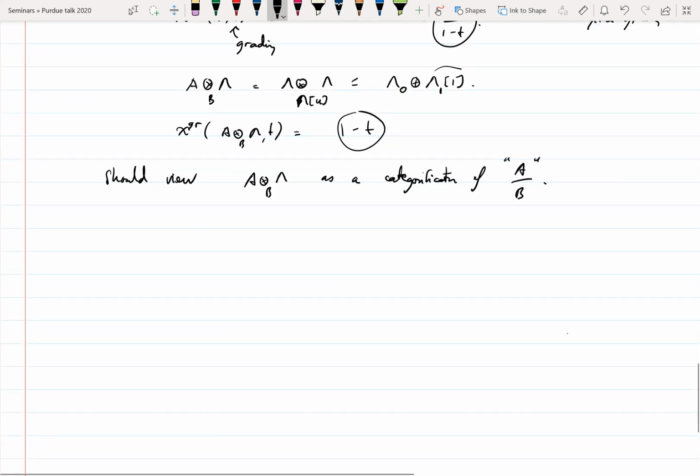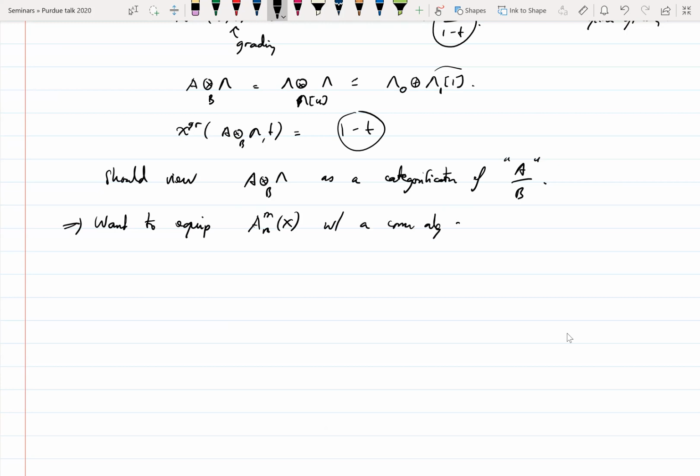Okay, very good. Now, this suggests that we want to equip A of M and X, which we recall is the cohomology of the generalized configuration space, with a commutative algebra structure, and then try to see the coincidence at the level of relative tensor. Okay, so let me say it more precisely.